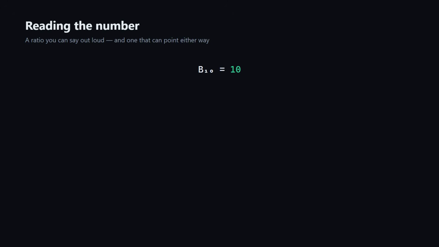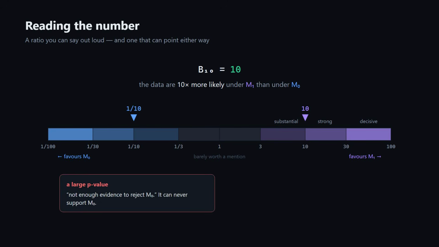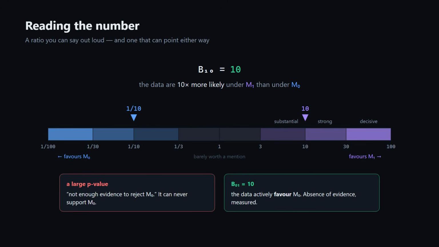Reading it is easy. A Bayes factor of 10 means the data are 10 times more likely under one model than the other. By convention, 3 is substantial evidence, 10 is strong, 100 is decisive. And unlike a p-value, it cuts both ways. A Bayes factor of 1/10 is real evidence for the simpler model, not just a failure to reject it.